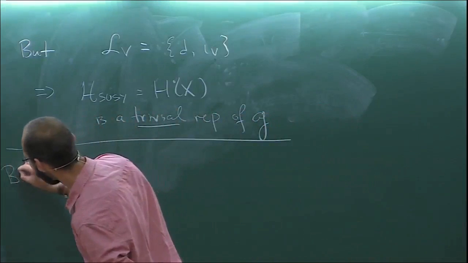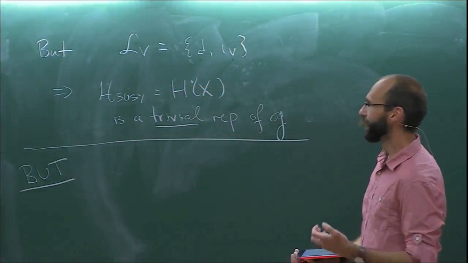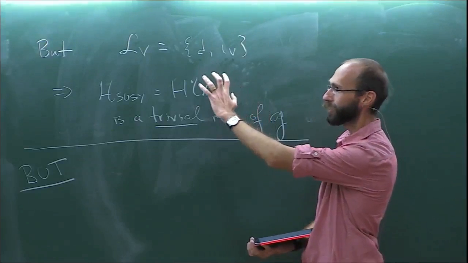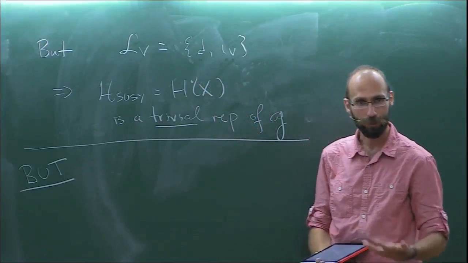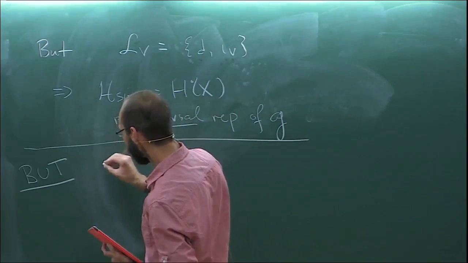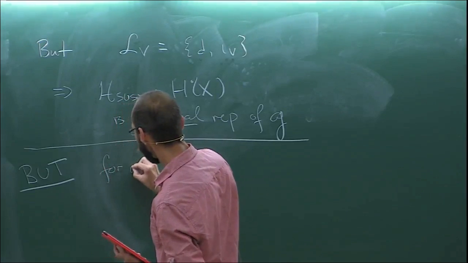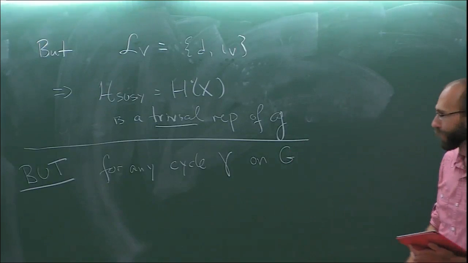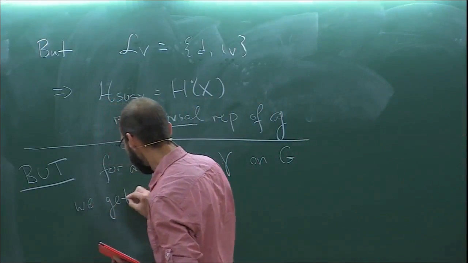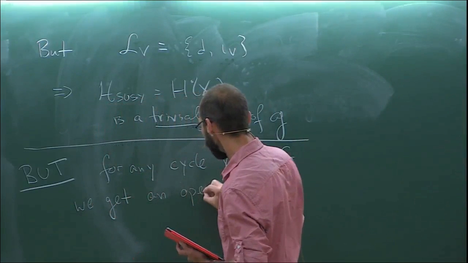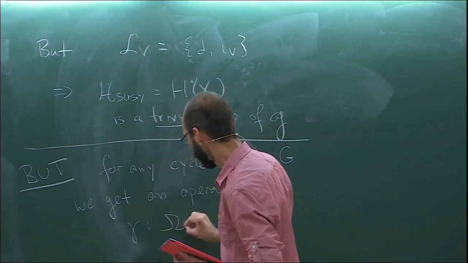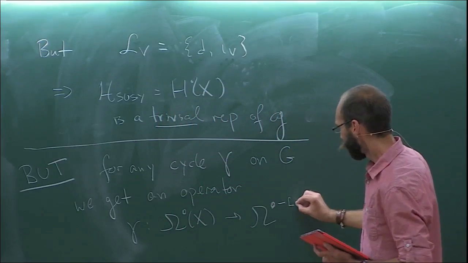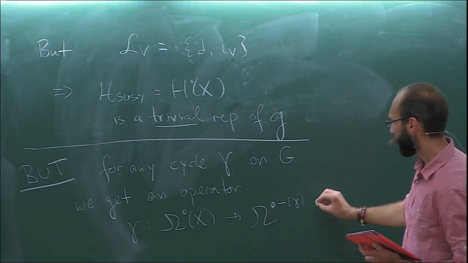But what we learned yesterday was that whenever an operation is trivial in cohomology, it may be non-trivial at the cochain level, and that leads to higher operations. And there are indeed higher operations around. So the upshot is that for any cycle on the group, we get an operator on the physical Hilbert space that decreases form degree by the dimension of that cycle.